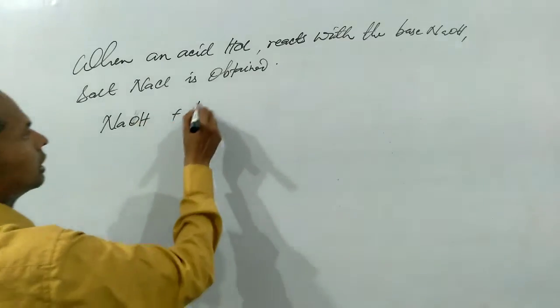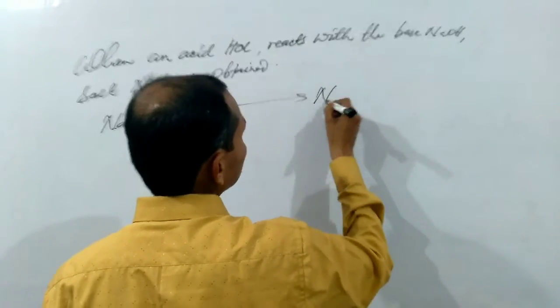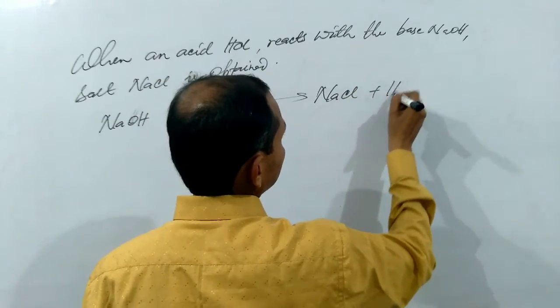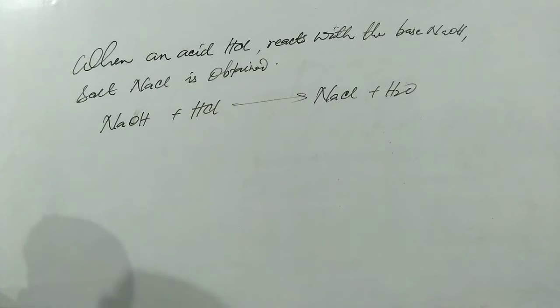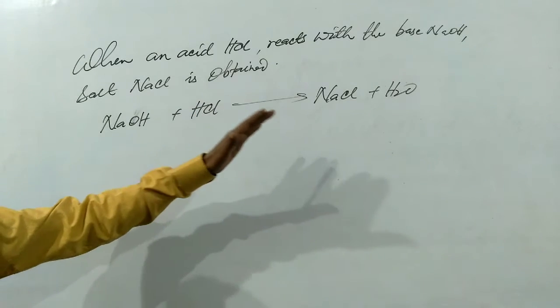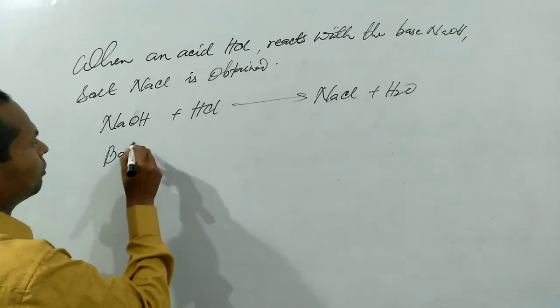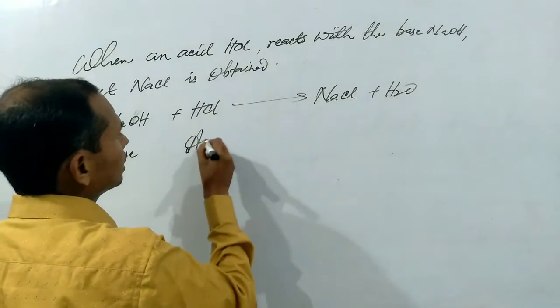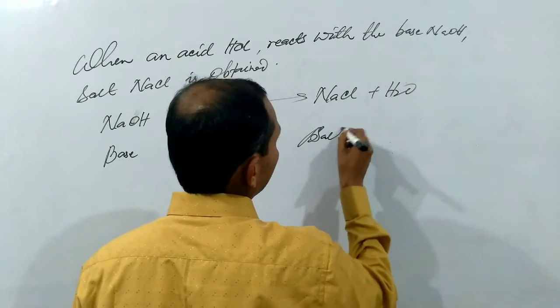NaOH is the base, HCl is the acid. In this way we have NaCl plus water. We see that the base NaOH reacts with an acid HCl to form salt NaCl. This is the base, this is an acid, and this is a salt.